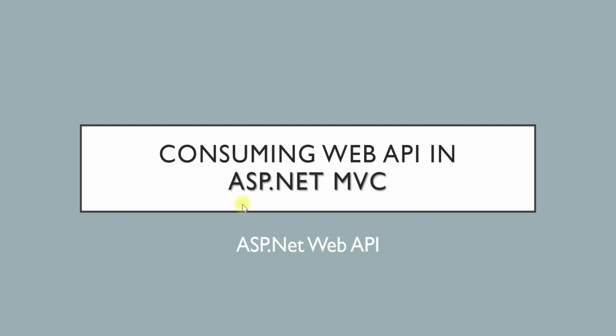In the upcoming few videos, we are going to see how we can consume Web API in ASP.NET MVC. Till now we studied how to consume Web API using HTTP client, but at that time we saw how to consume it in a console application which does not have any UI. But here we are going to see how we can consume it in ASP.NET MVC, which has a user interface. So here also we are going to use the HTTP client class.